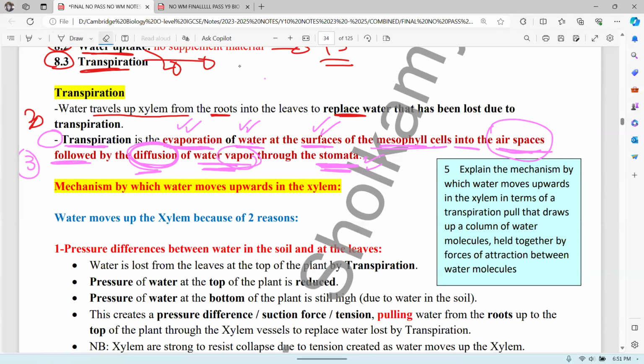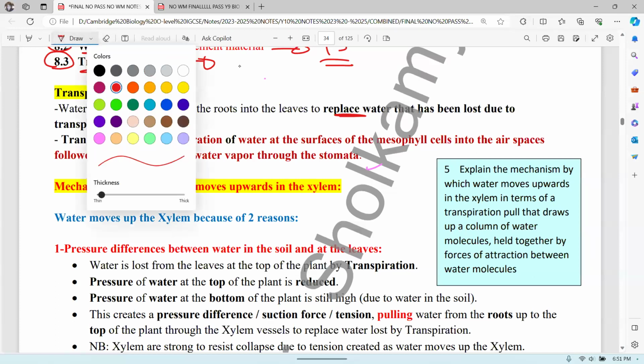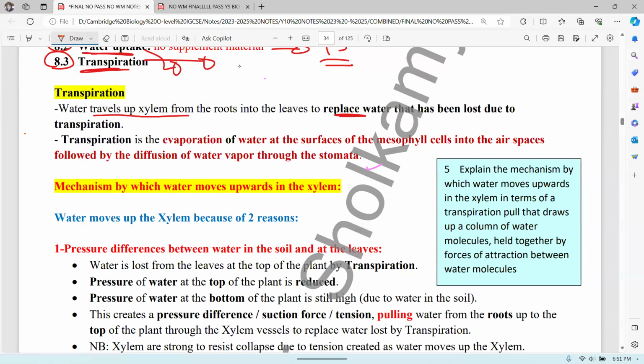Definition. The definition is important. I'll read it again. And please make sure that when you define it, you include all the keywords and you understand it. If you have the notes in front of you, mark the keywords, please. What is transpiration? Evaporation of water molecules from the surface of the mesophyll cells into the air spaces. It does not finish here. And then this will be followed by diffusion of water vapor through the stomata. This definition is at least 3 marks. And if they are not very nice, and they are not very nice actually, they will ask you to elaborate.